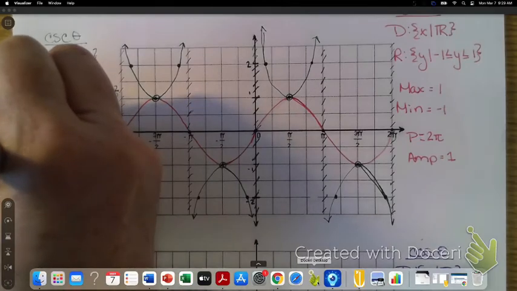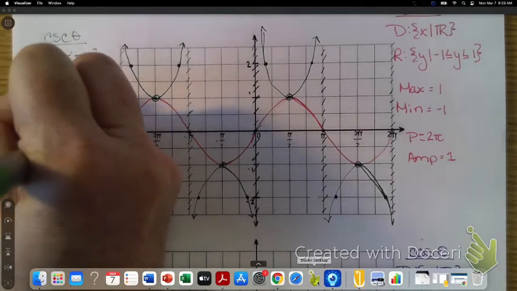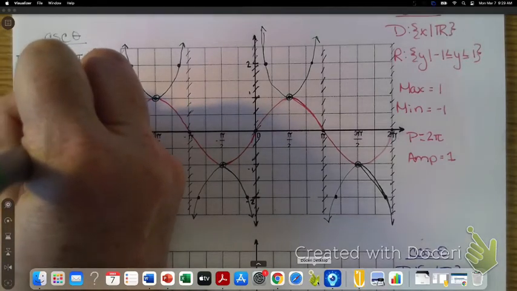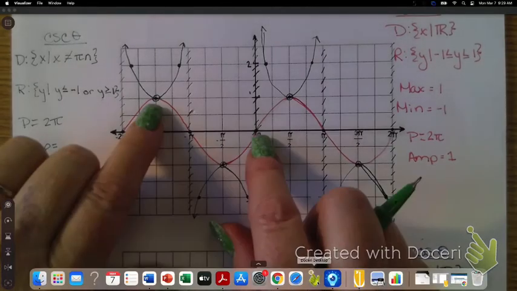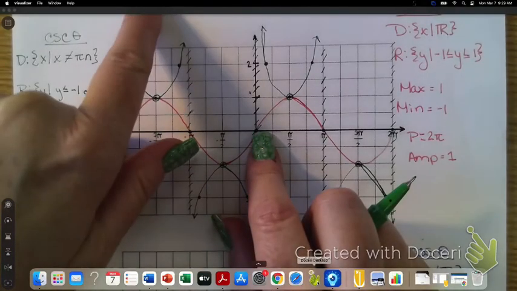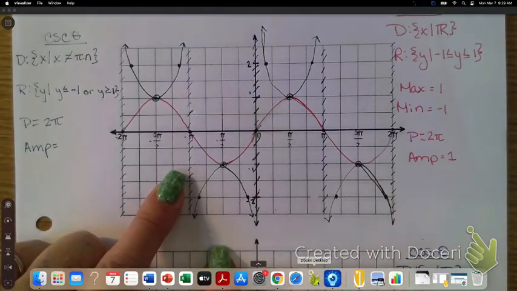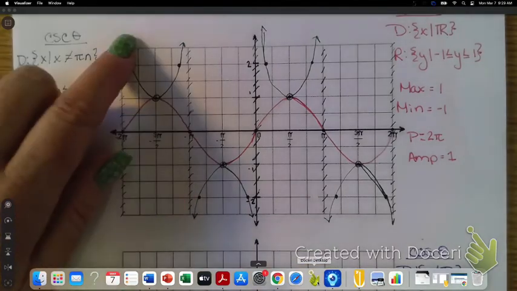But now the amp. What is the definition of amp? The distance from the axis of the curve to the max or the min. Where's the max? Infinity. Where's the min? Negative infinity. So does it have an amp?